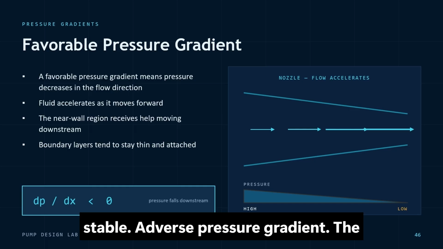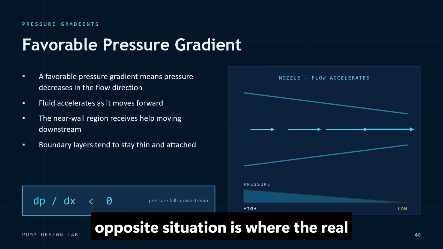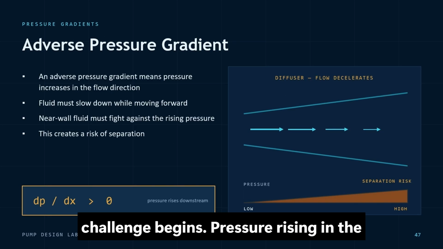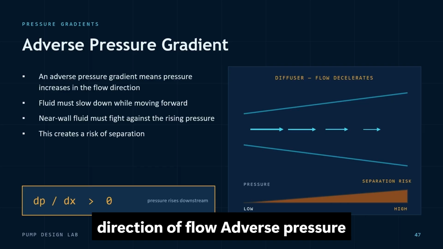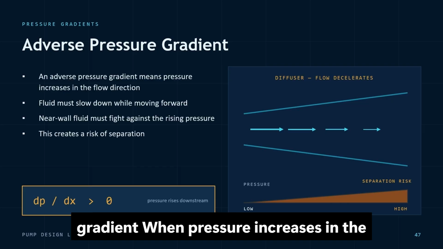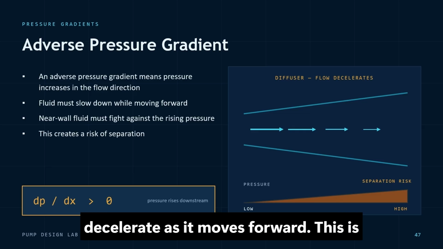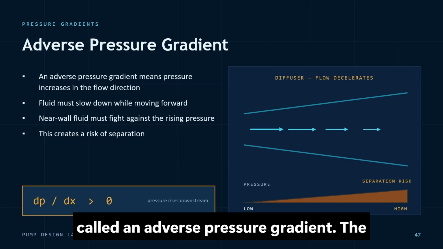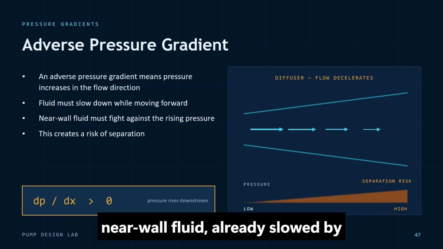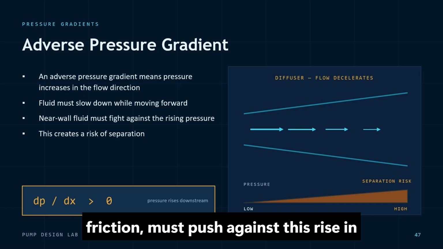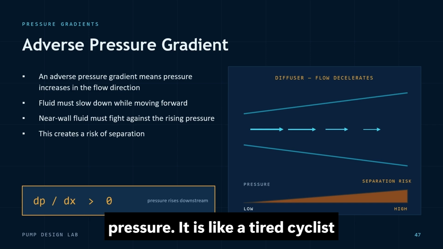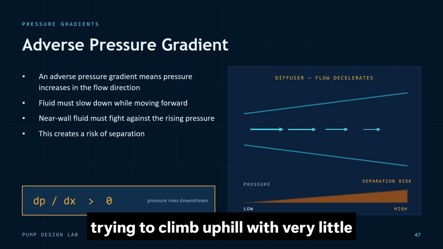Adverse pressure gradient. The opposite situation is where the real challenge begins. Pressure rising in the direction of flow. When pressure increases in the direction of flow, the fluid must decelerate as it moves forward. This is called an adverse pressure gradient. The near-wall fluid, already slowed by friction, must push against this rise in pressure. It is like a tired cyclist trying to climb uphill with very little speed left.